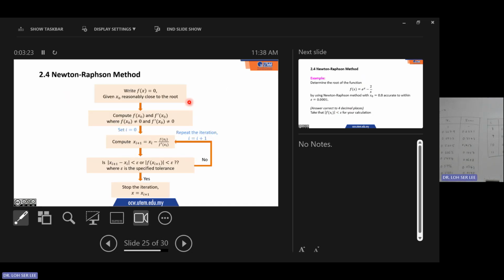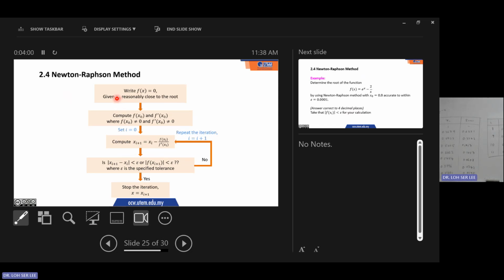If you look at this flow, you are given a function, you are given an equation, and then we move all the terms to one side, then you will get f(x) equals 0. Given the starting x naught, the x naught must be reasonably close to the root. That's why if x naught is not given in the question, you have to find it from the intermediate value theorem. You get the range that contains the root, and then you just take the x naught from the interval.